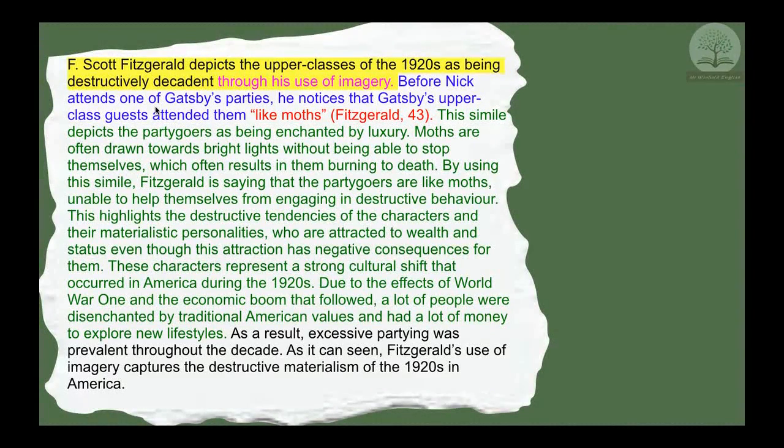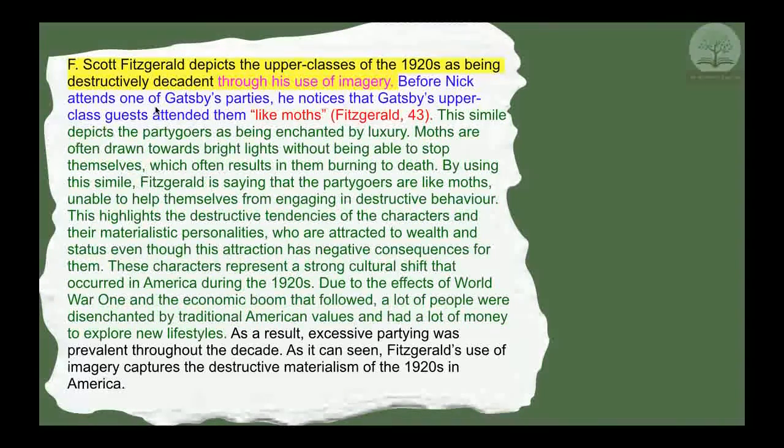As you can see here, this is a very well structured and developed paragraph. There's a lot of analysis happening. But if you look at the writer's words, there's only 2 words that we're looking at, like moths. This brings us to the most important part of analysis.